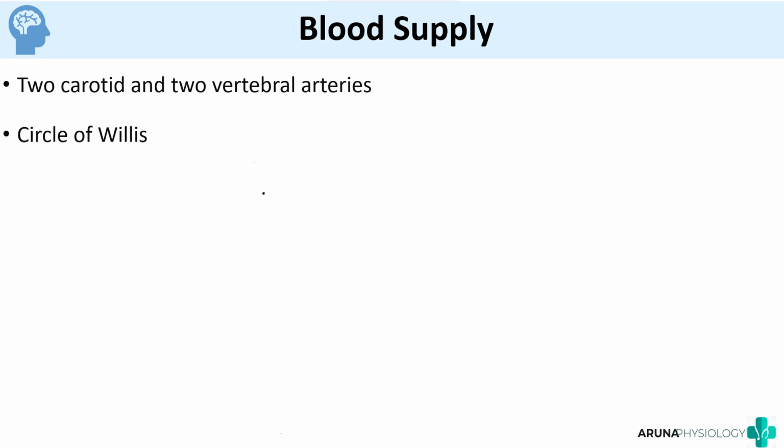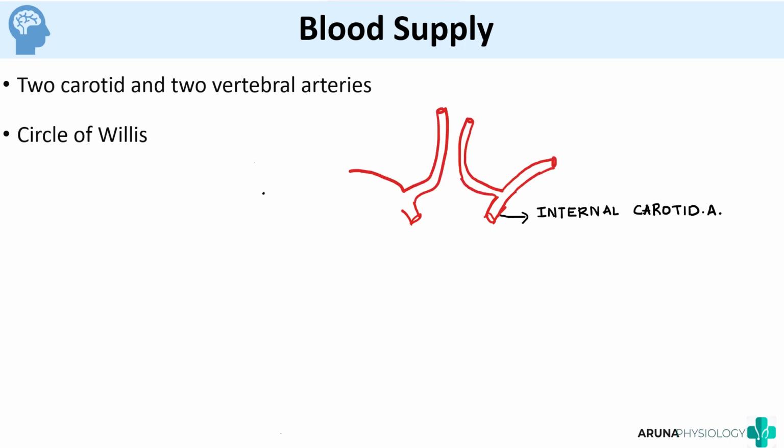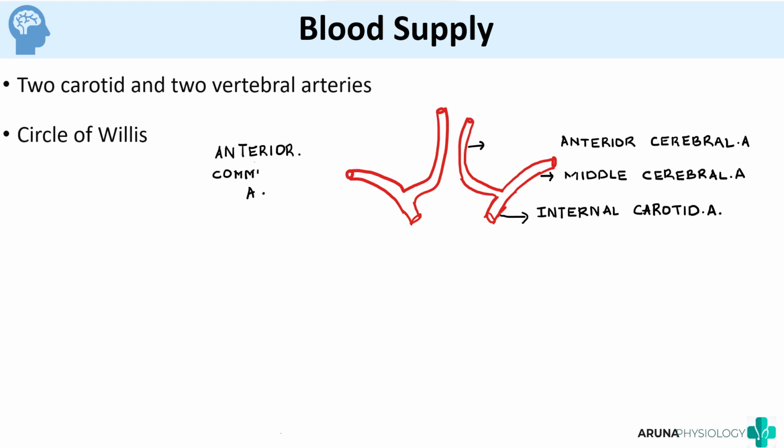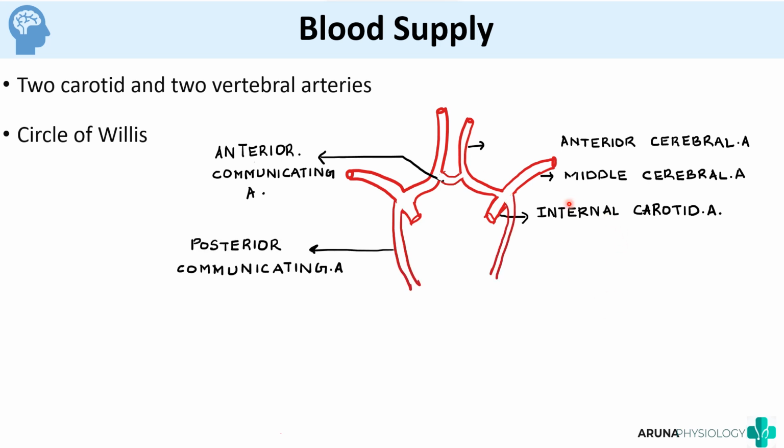So what is the circle of Willis? You might have studied it already in anatomy. We've got these internal carotid arteries, which form the anterior circulation. The internal carotid artery will in turn divide to form the anterior cerebral artery and the middle cerebral artery. And we've got a communicating artery between these two anterior cerebral arteries, which is called the anterior communicating artery, right? And we've got another branch of the same, which is called the posterior communicating artery.